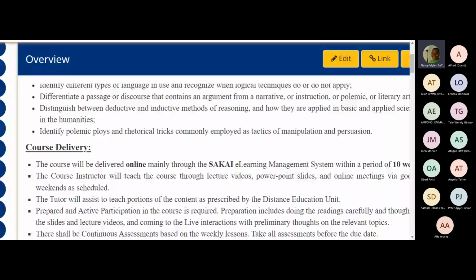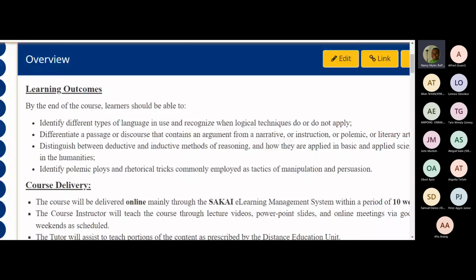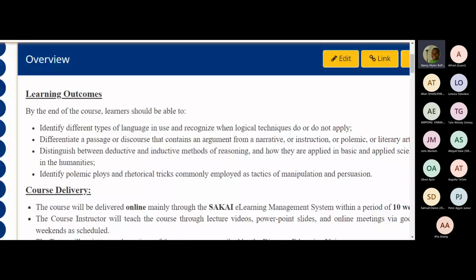Now, the third learning outcome is what? Distinguishing between deductive and inductive methods of reasoning. I've already used examples to show you that as introduction. And then we will help you see fallacies.